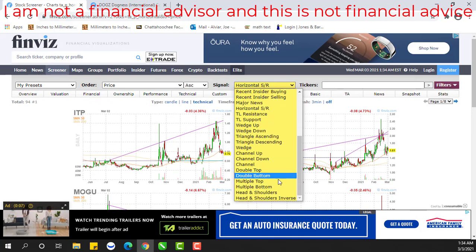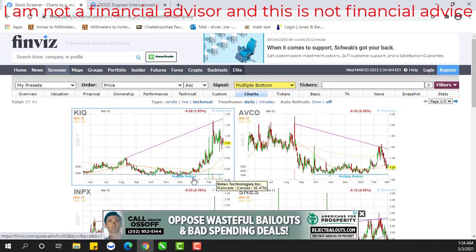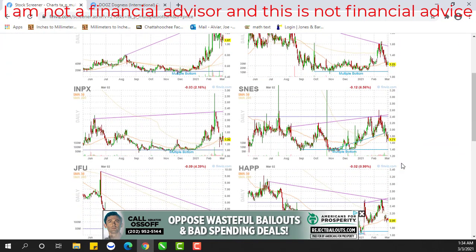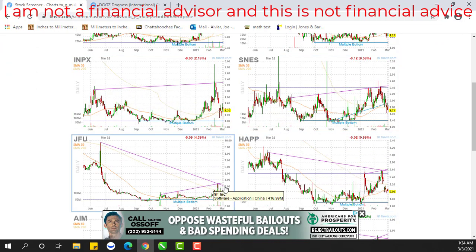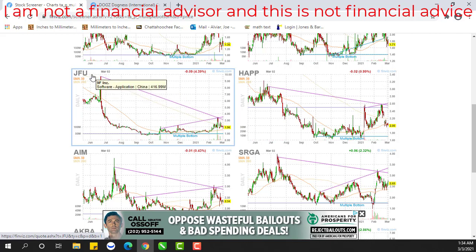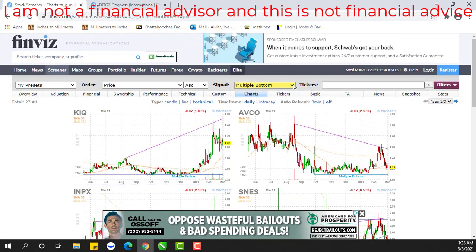The next one I like to look at is the multiple bottoms to see if there's anything there. This right here, you can see it's already had its run and now it's kind of consolidating. Missed the run. And it looks like that's pretty much it with all of those. This is a huge drop. I would try and shy away from that. This could potentially turn into a cup and handle, but it's not really what I'm looking for at this time.